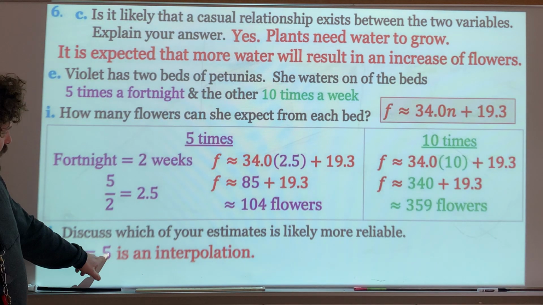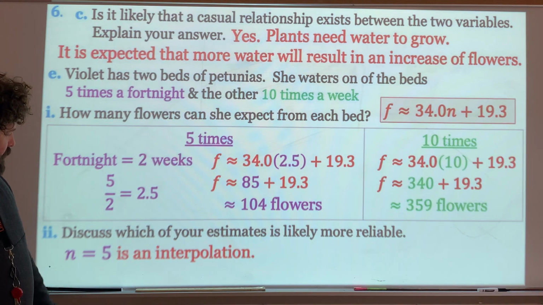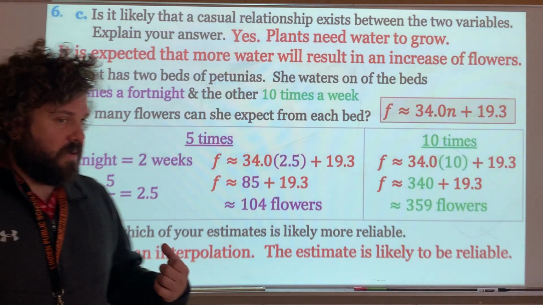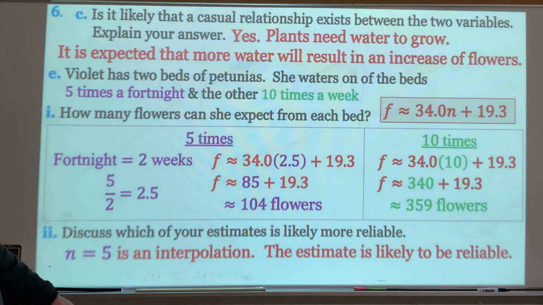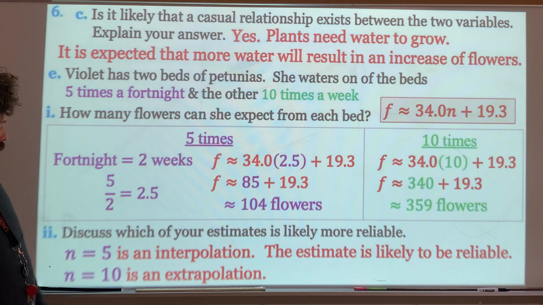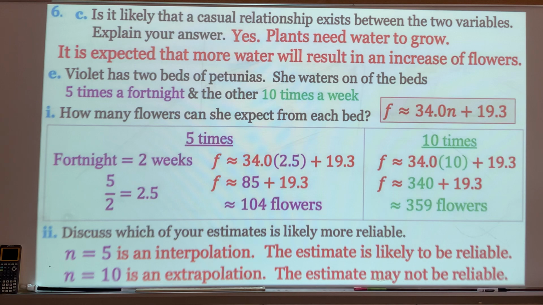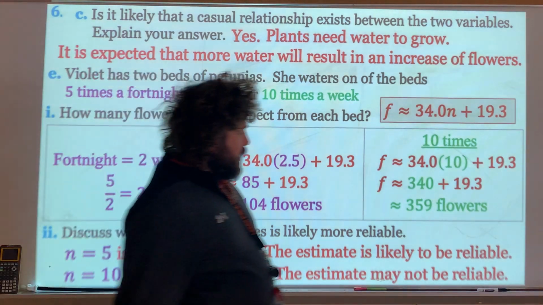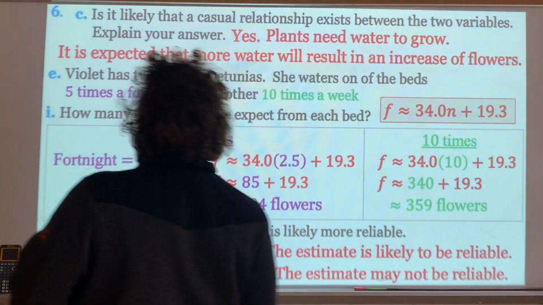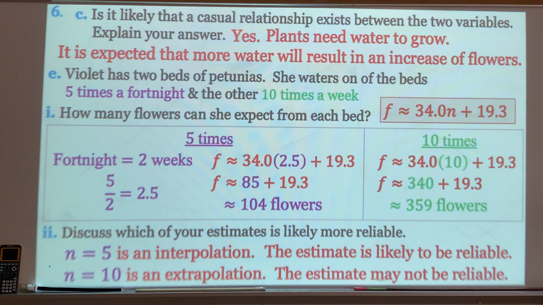So when it's 2.5, that's an interpolation. The 5 times every fortnight, that's definitely likely to be reliable. The 10 times, that's an extrapolation. So that estimate may not be reliable. It may be reliable, but we're not exactly sure about it. All right? Got it? Awesome.